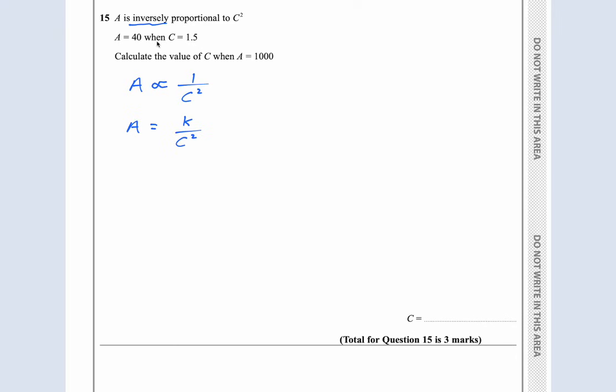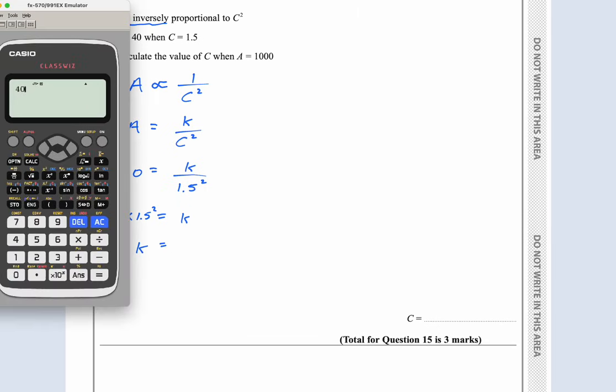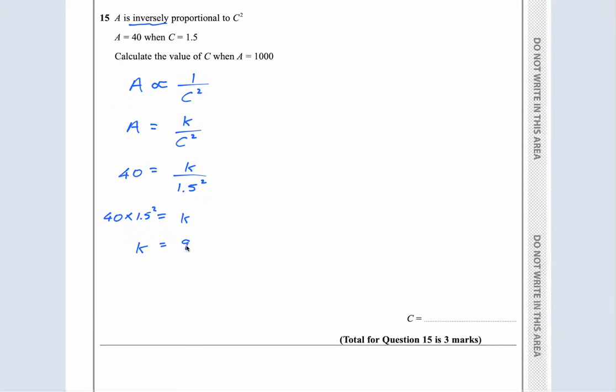Okay, it says A is 40 when C is 1.5. Let's sub in the values. A is 40 when C is 1.5. But it's 1.5 squared because it's C squared. Then I multiply across. So it's 40 times 1.5 squared. So K is equal to 40 times 1.5 squared. 40 times 1.5 squared. 90. Nice whole number. So K is equal to 90. That means, go back to this one, A equals 90 over C squared.